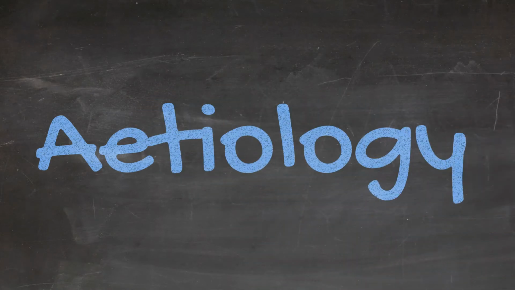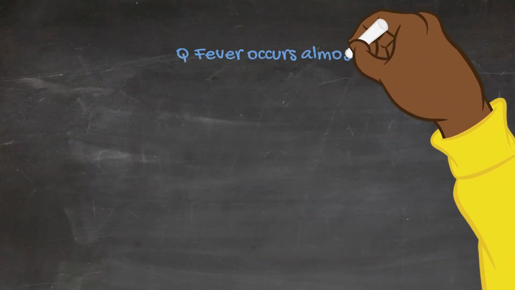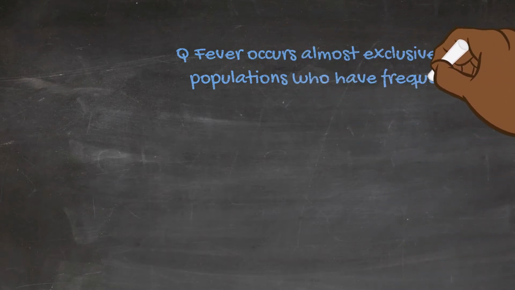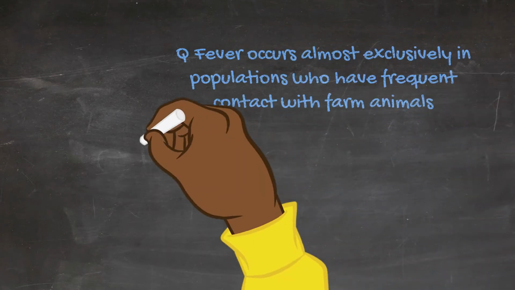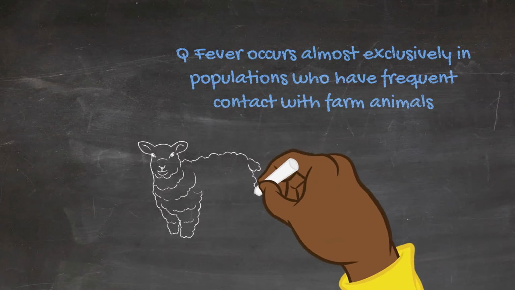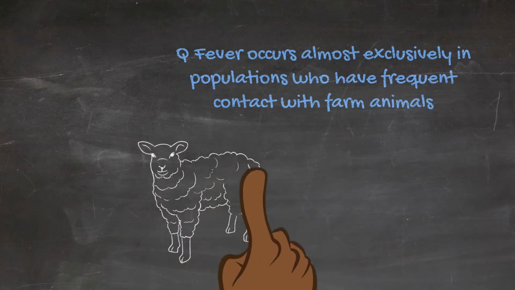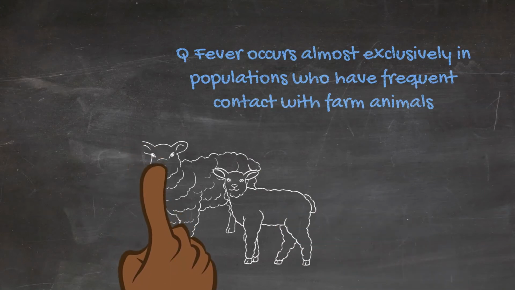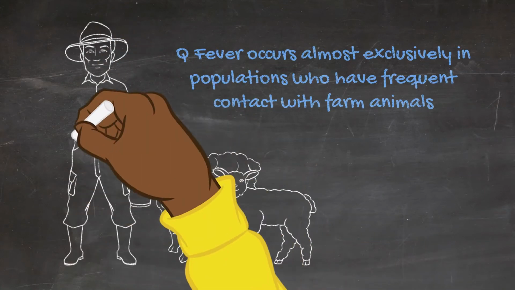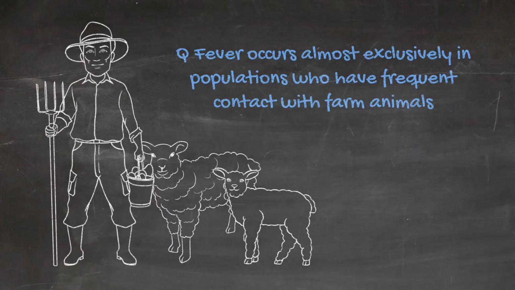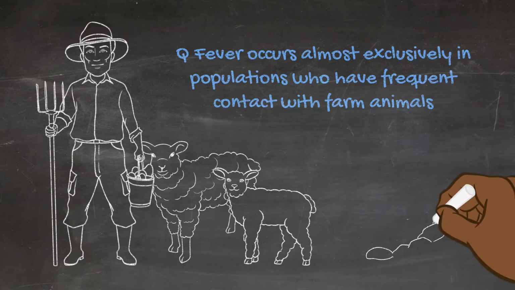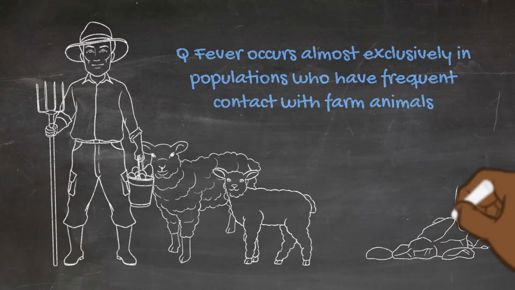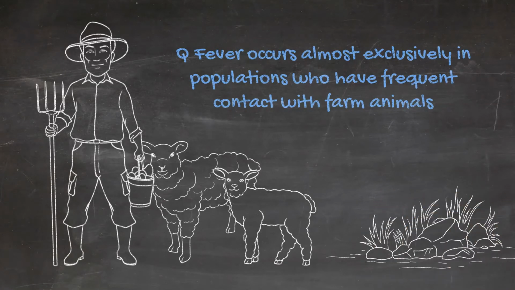Etiology. Q fever occurs almost exclusively in populations who have frequent contact with farm animals. When the infected animal dies or gives birth, the infection is transmitted to humans by inhalation of aerosols. The Coxiella agent is very resistant and can persist in the tissue of the deceased animal, as well as in the soil of where an infected animal has died for extended periods of time.